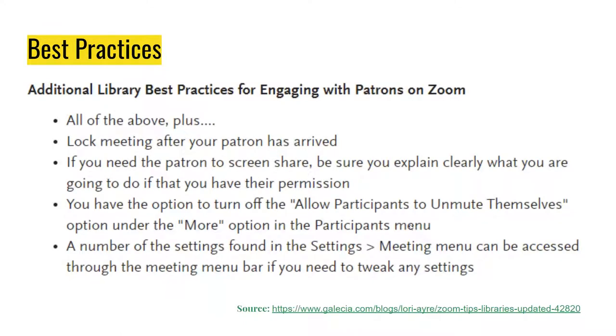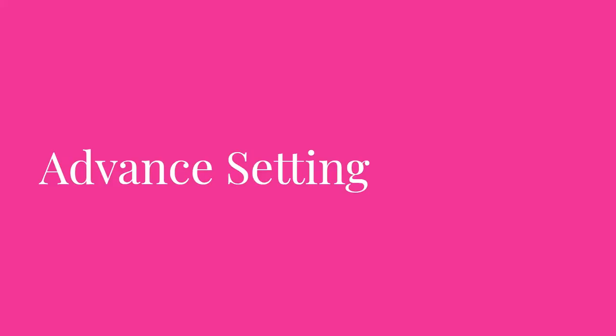And here is some information for general Zoom best practices. Lock your meetings. Again, if you need to screen share, make sure that they have permission before you do that. Have the option to turn off allow participants to unmute. And there are thousands of settings you can combine, so I recommend going into settings and just reading through each one.